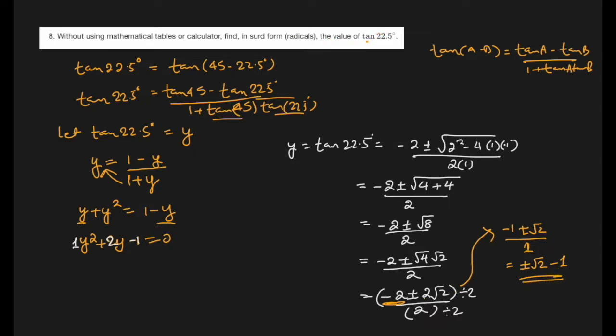Okay, but we know that tan 22.5 is an acute angle which is in the first quadrant, where all the ratios are positive. That means we will have to remove the negative part, because it would give a negative answer. So the final answer is square root 2 minus 1. That is the value of tan 22.5.